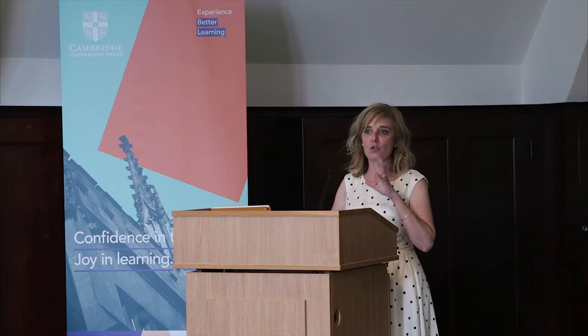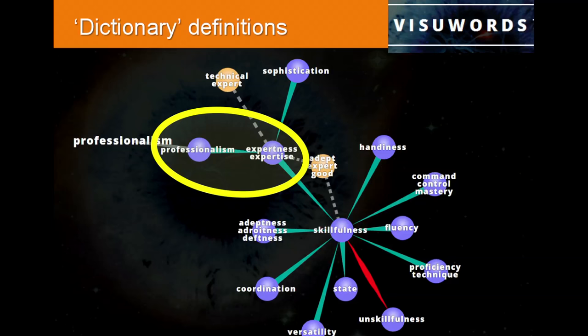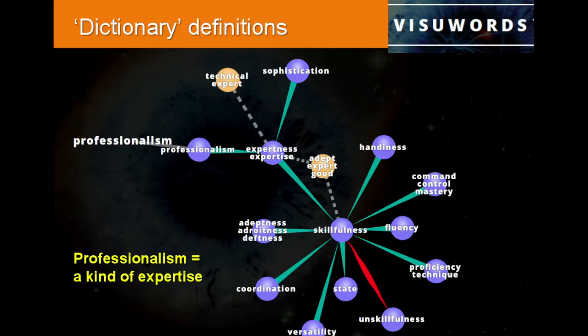I also, just to look at something different, looked at VisuWords, which is a visual online dictionary. And what I found particularly interesting is that there's a very strong connection between professionalism and expertise. That line in green actually means that professionalism is described or defined as a kind of expertise. So as part of my exploration, I'm going to spend quite a bit of time unpacking expertise.